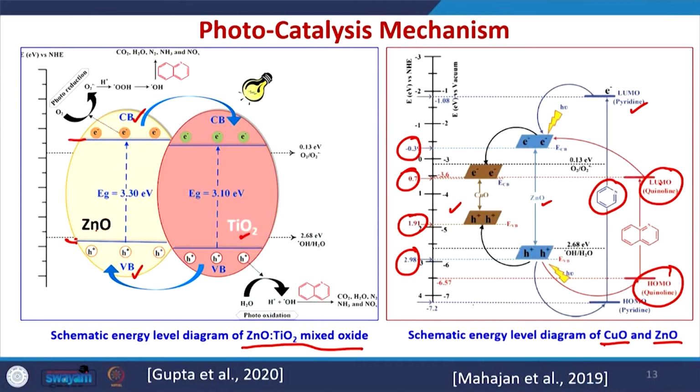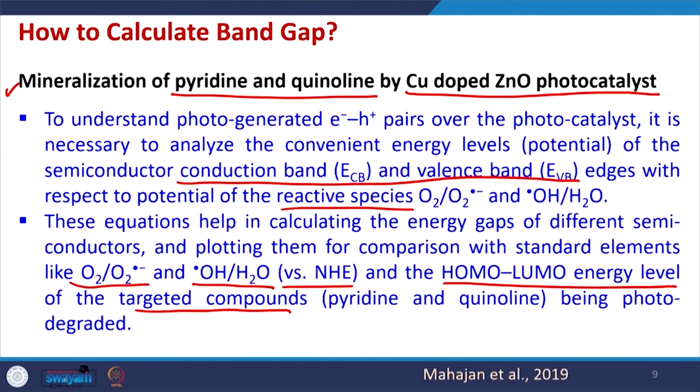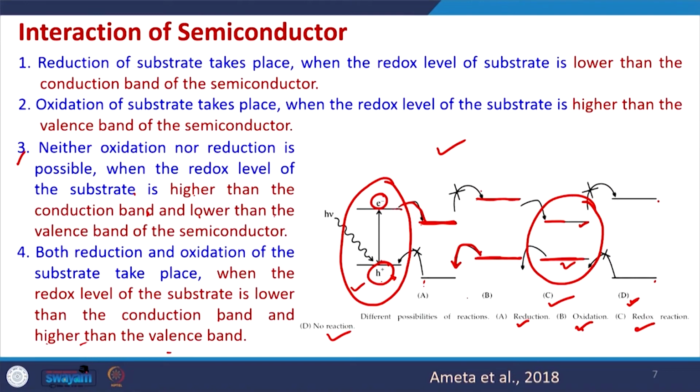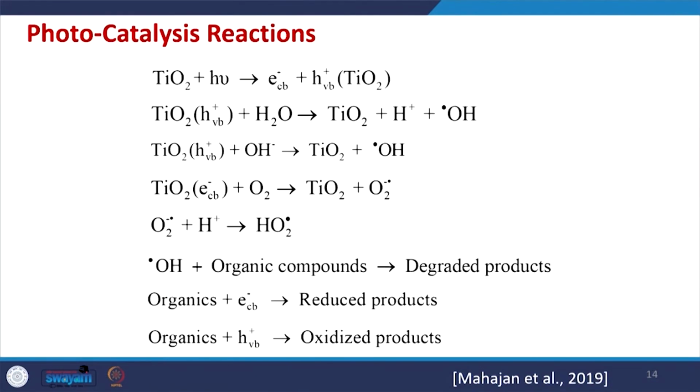Vice versa, suppose we want to mineralize some target compound, we can calculate the HOMO level itself, and from the literature we can know which photocatalyst we should select, so that we have the desired interaction possible via all these 4 possibilities. Because we will know the HOMO level of the targeted compound, we should select the photocatalyst in such a condition that interaction is always possible. So, these are the possibilities with respect to use of photocatalyst.